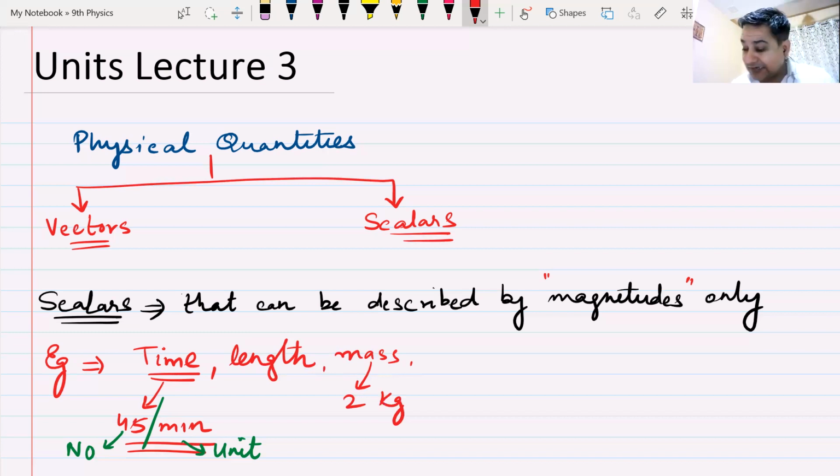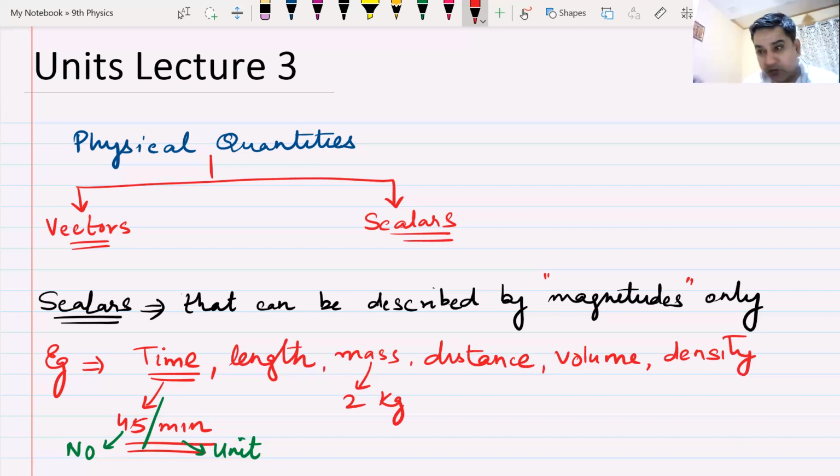Can you think of something else? Distance. Volume, yes. 1 meter cube, 2 meter cube. Density. Have you heard about this term? All these are quantities that can be completely described. Speed. Have you heard about this term? We will come across this term speed very soon. These quantities are completely described by their magnitudes. You tell the magnitude and you completely describe them. Those quantities are known as scalar quantities.